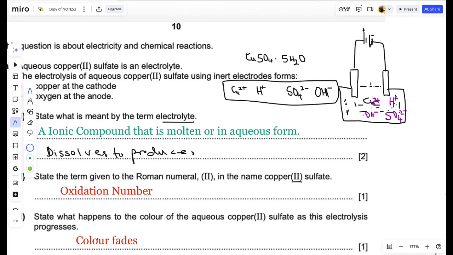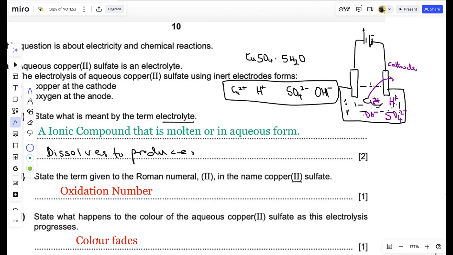Now, copper is lower than hydrogen in the reactivity series, so copper will be the one that will be discharged at the cathode, not hydrogen. The one that migrates to the cathode and is discharged is the lower of the two. Since copper is lower than hydrogen, copper will go.